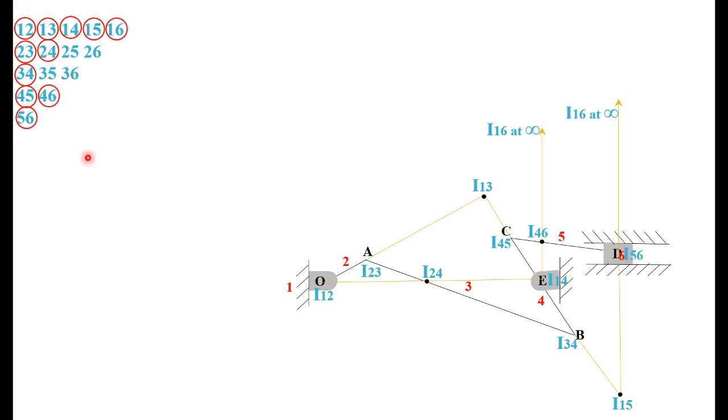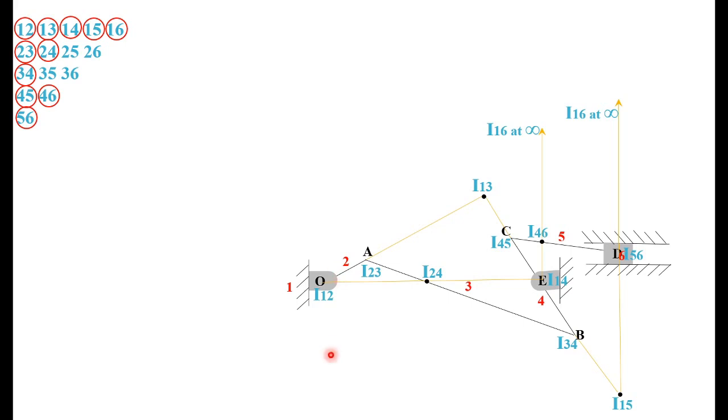So if you take the combination of 2 4 6, the centers will be 2 4, 4 6 and 2 6. So 2 4 and 4 6 are already there. The first combination is 1 2 6. So 1 2 is located, 1 6 is located. So we can locate 2 6.